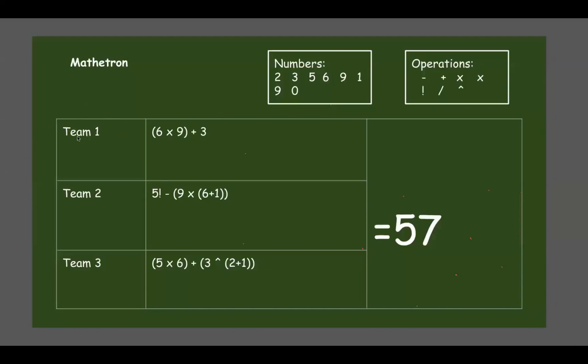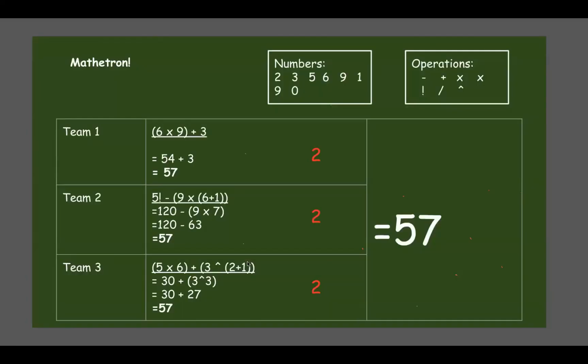So let's look at what our imaginary classroom came up with. We have team 1, team 2, and team 3. They did 6 times 9 plus 3. They did 5 factorial minus 6 or minus 9 times 6 plus 1. And then we have this one down here using 3 to the 2 plus 1, so this would be 3 to the 3rd power. So we'll go down and go through this. These are all actually equal to 57. So all of our students in this case are correct.